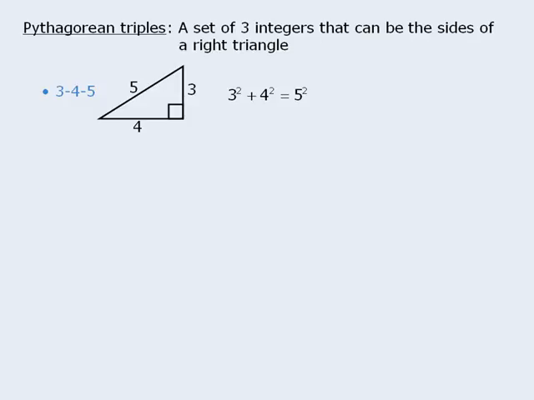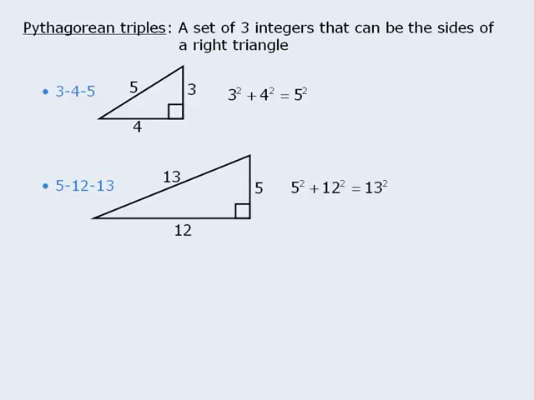Another popular Pythagorean triple is the 5, 12, 13 triangle, and once again notice that the three numbers here satisfy the Pythagorean theorem. Two other triples to keep in mind are 8, 15, 17 and 7, 24, 25. But these triples do not show up often on tests. Now, if you can memorize these triples, you can save yourself considerable time on test day.